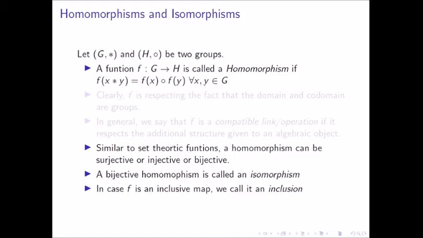In case f is an inclusive map, I hope you remember, suppose G is a subset of H, or a subgroup of H rather, then that map from G to H, which is inclusive and also respects the fact that the multiplication of the operation is the same, we call it an inclusion.